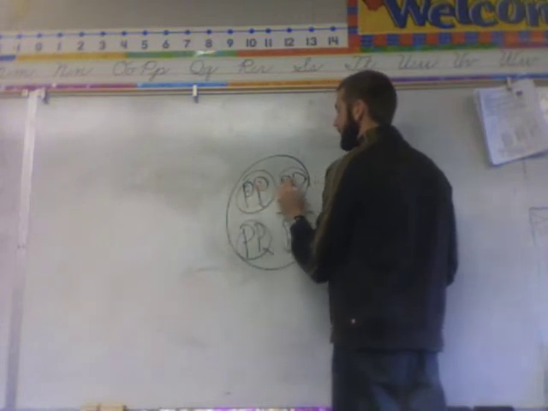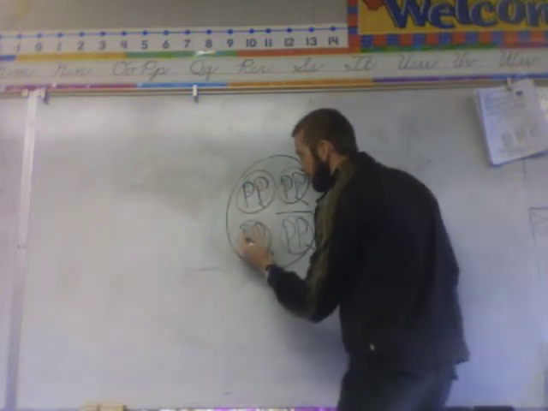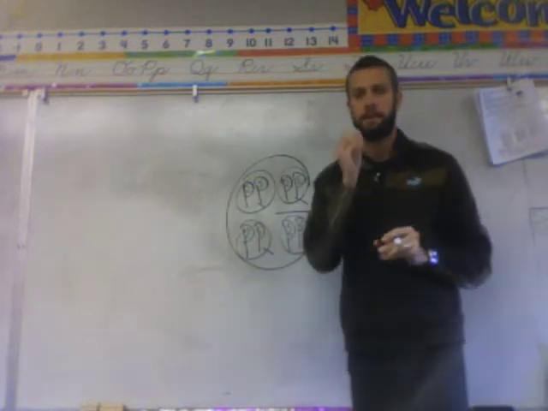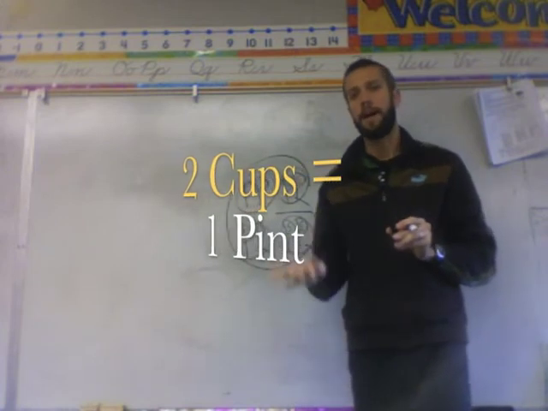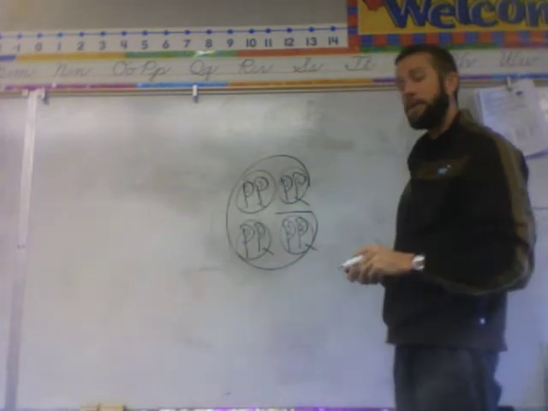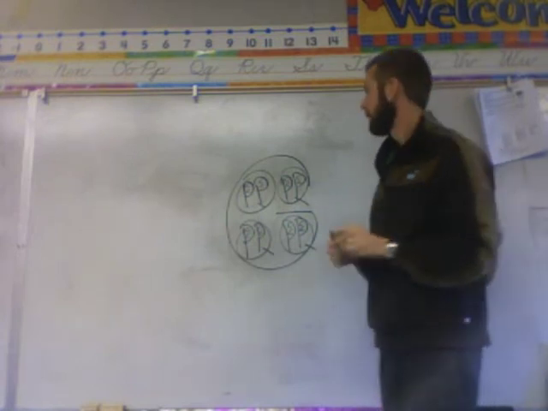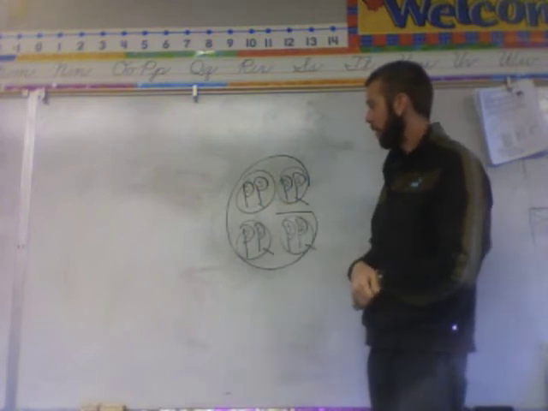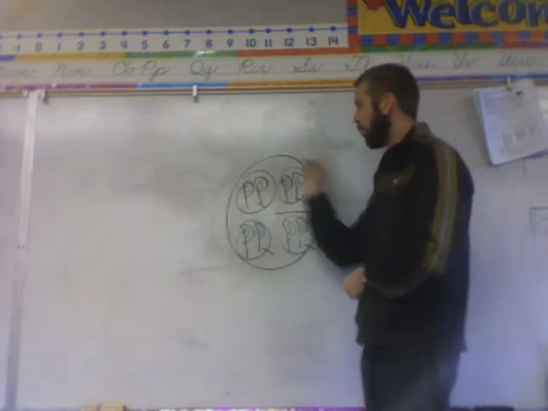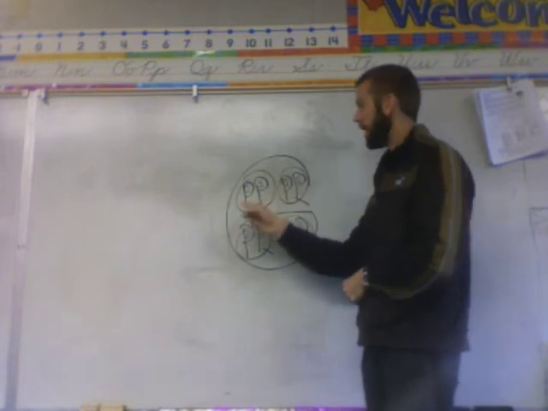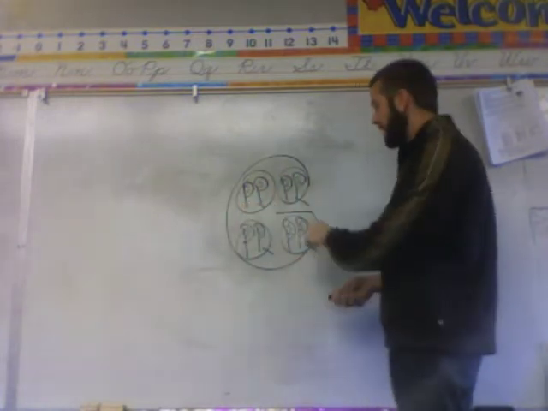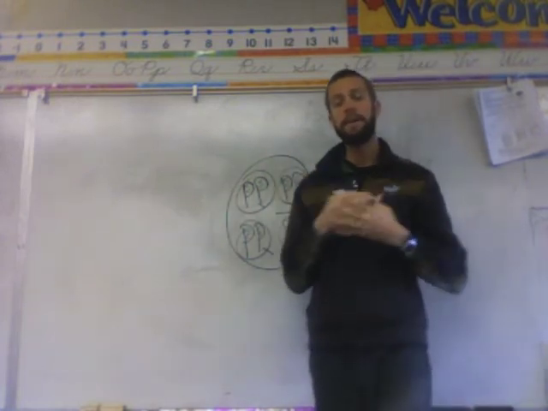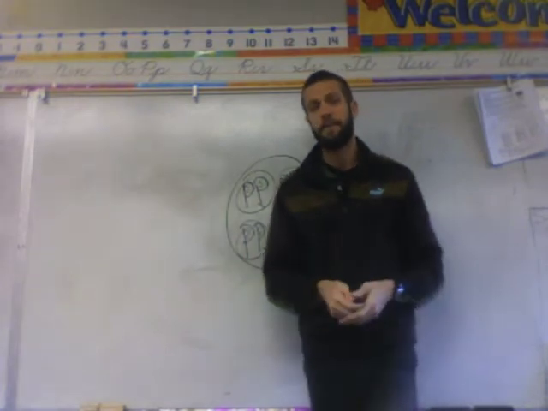Now inside of a pint, inside the loop of the P, I want you to write 2 C's. For every pint, you will be drawing 2 C's for cups. 2 cups could fit in a pint. Now your drawing is complete. So 4 cups fit in a quart, or 8 cups fit in 2 quarts, or 8 cups fit in a half of a gallon, or 16 cups fill a gallon. See how that works? If you memorize this drawing, it'll really help you solve capacity problems.